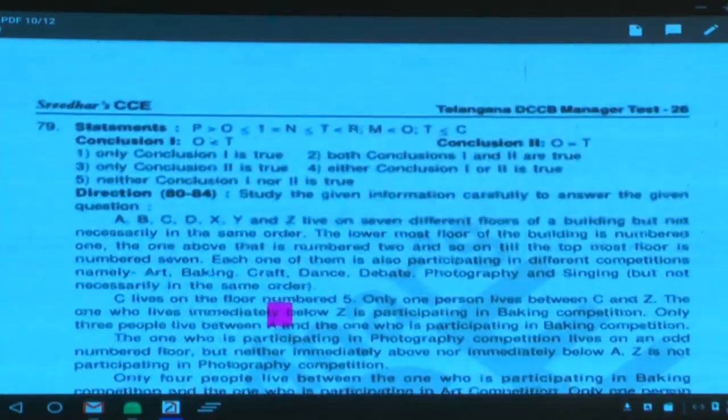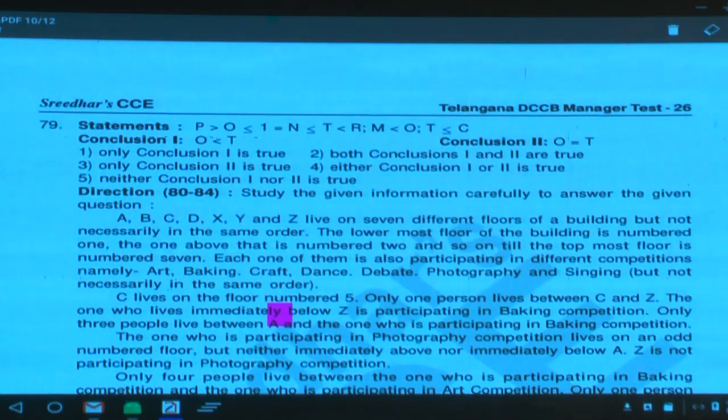Then question number 79, the relation between O and T. Now if you observe here, both the conclusions are in between O and T only. O is here and T is here. Tell me, what is the letter which is common here? T is common, isn't it? Between O and T, tell me which symbol is common: lesser than or equals to. That means what is the final conclusion we got? O is either lesser than or equals to T. Either it can be lesser than or it can be equals to. Hence either 1 or 2, that is choice 4.